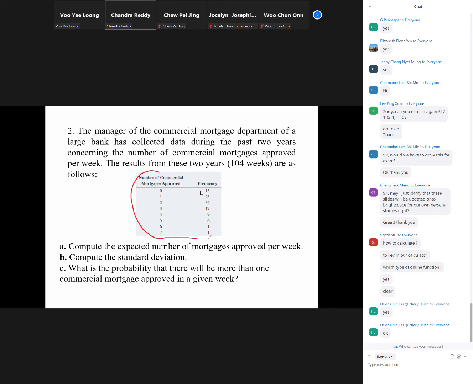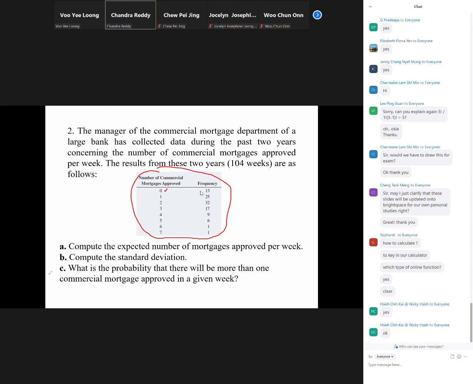So here the data is the number of mortgages approved per week and the frequency. Then okay. So 0, no mortgages approved. How many number of times? 13 times. So 1 mortgage is approved how many number of weeks? 25 weeks. So this data is available for us.